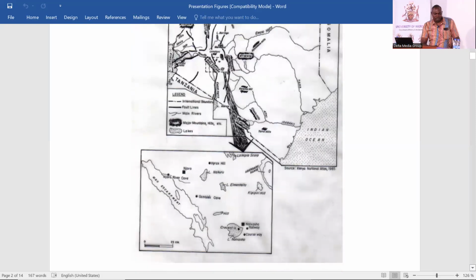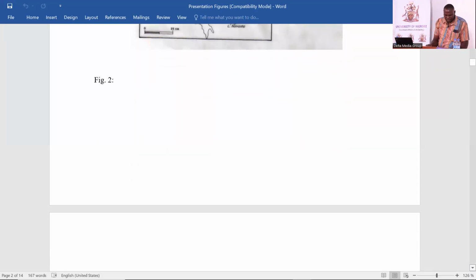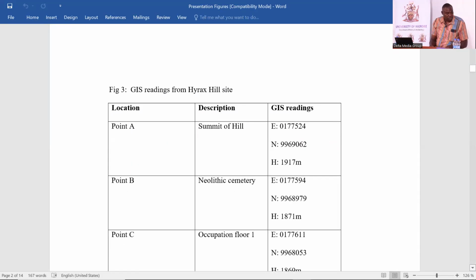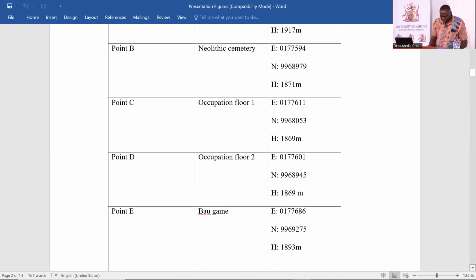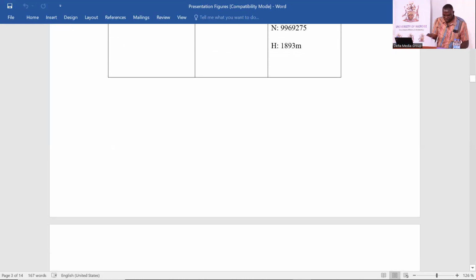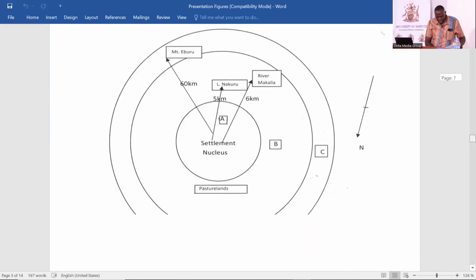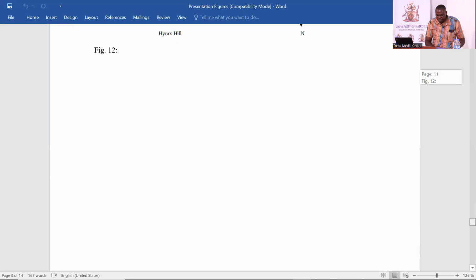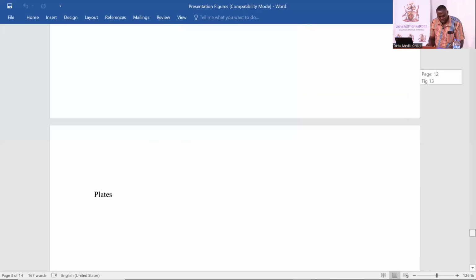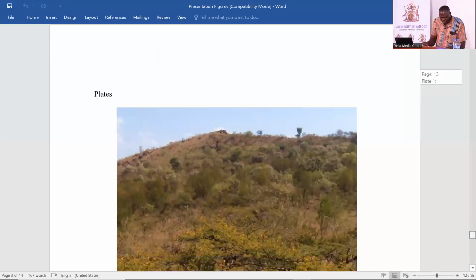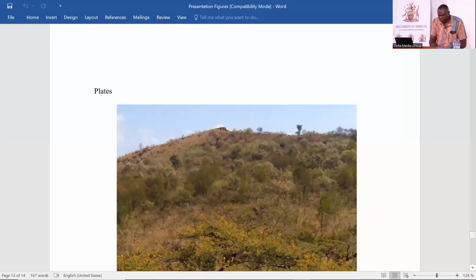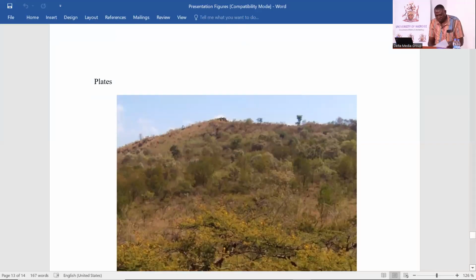So I would like you to go to plate 1. I place it down there. If you look at what you just go down, there is plate 1. There's something I want to illustrate there. So plate 1.